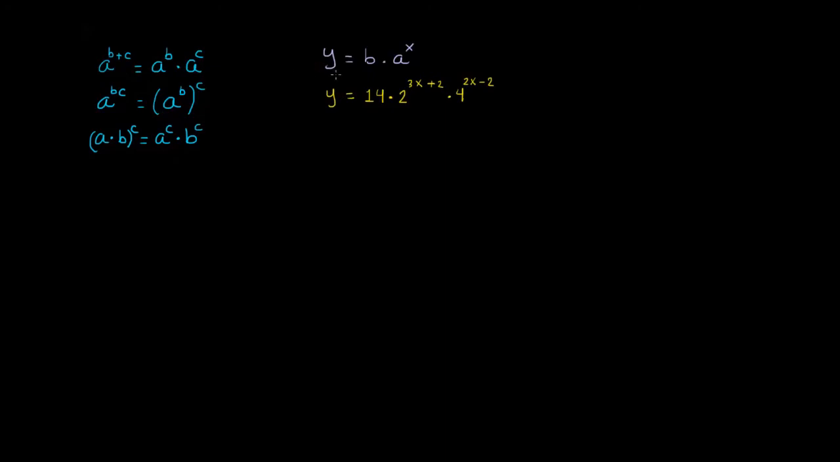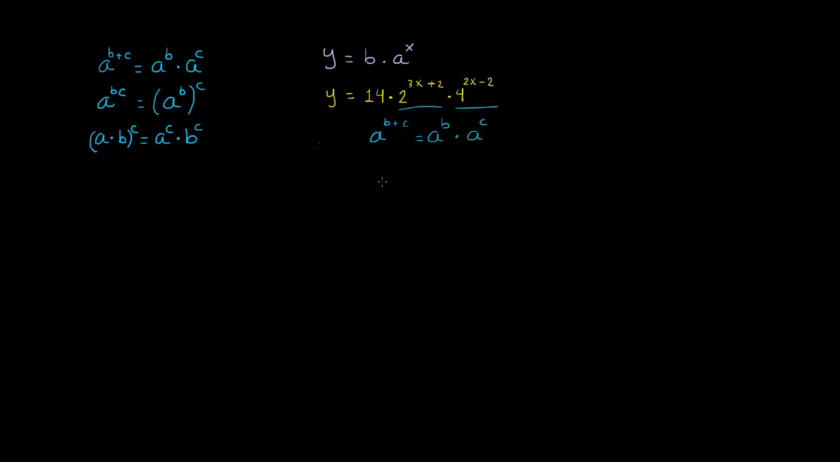Okay, so let's start this out. I'm going to apply here in this term and in this term as well the first rule. So I'm going to be using here a raised to the b plus c, which is equal to a to the b times a to the c.